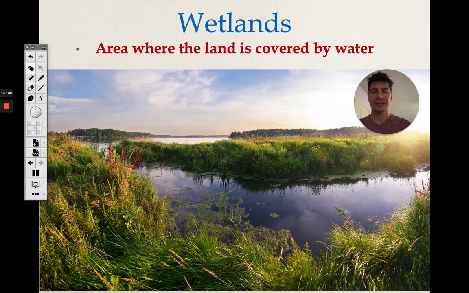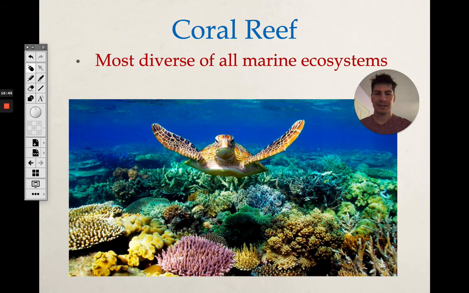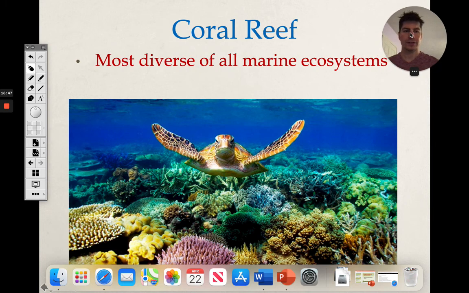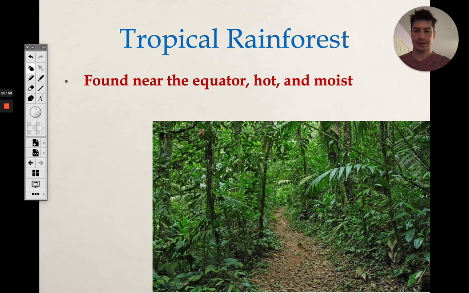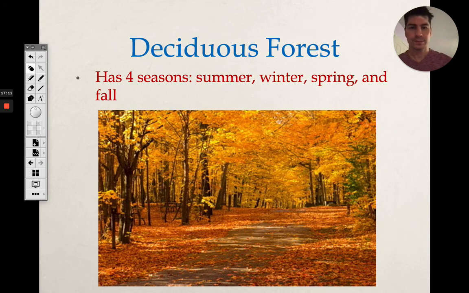Next one is the wetlands. Yeah, the land is covered by water. Pretty easy there. Coral reef is our next biome. So we are going to have the most species in a coral reef. It is going to be very diverse with all the species that are in there. Next one, tropical rainforest. This is going to be very hot, very humid climate. It's going to be close to the equator, so it's going to be super hot, completely opposite of our tundra.